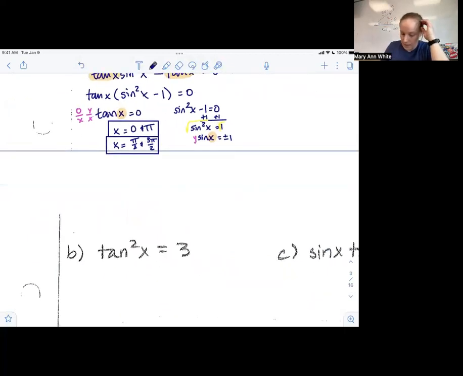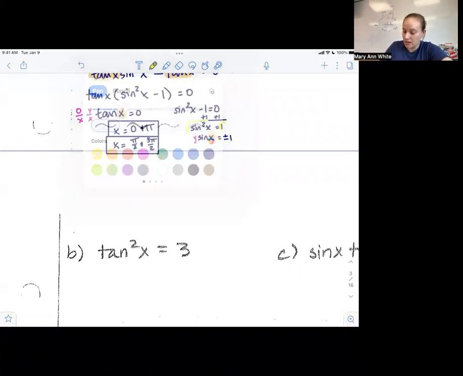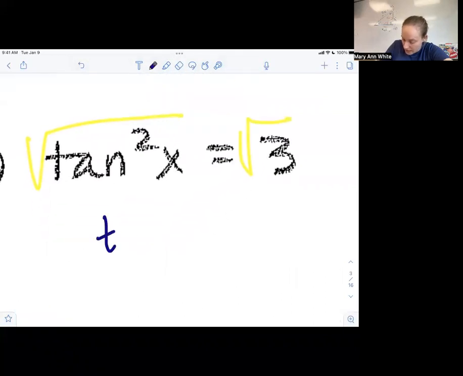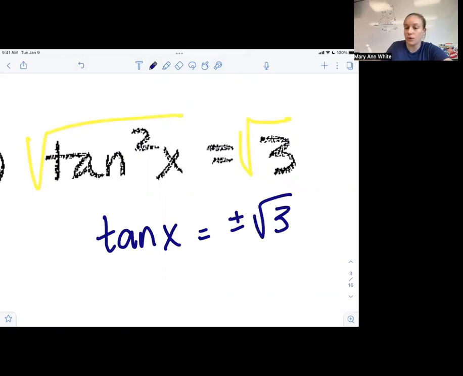Okay. The next one says tan squared of x equals 3. Well, I'm not going to move the 3 over because I don't have any other trig functions. I actually can just solve this here. Just like we finished that last one off, I'm going to square root both sides. Square root this to just get tan by itself. And so now the problem I'm looking at is tan of x equals plus or minus root 3.